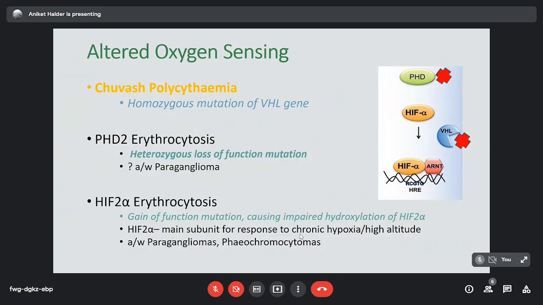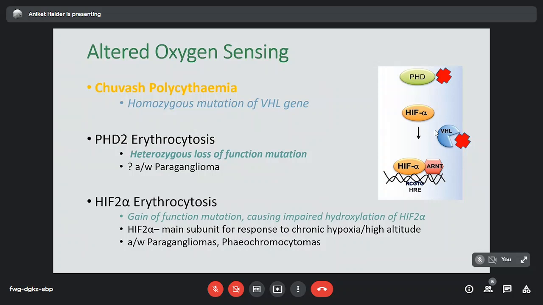This Chuvash polycythemia is named after this entity being first diagnosed in people living in the Chuvash Republic of the Russian Federation, where homozygous mutation of the VHL gene has been found in this population. So these people with Chuvash polycythemia have been found to have ruddy cyanosis and elevated levels of red cell mass. So this is due to the mutation of the VHL gene. So mutated VHL does not bind to the HIF alpha molecule, and so this HIF alpha molecule binds to the HIF beta molecule, resulting in increased erythropoietin production.